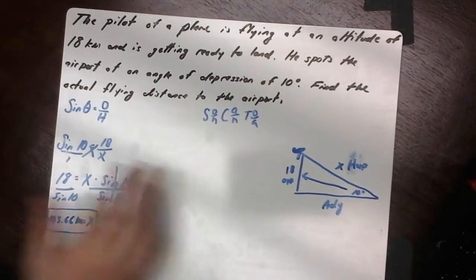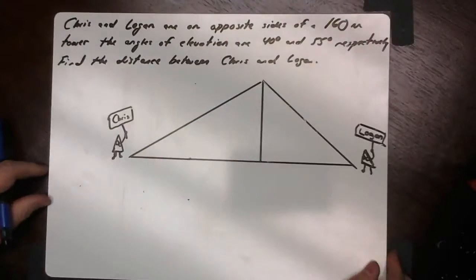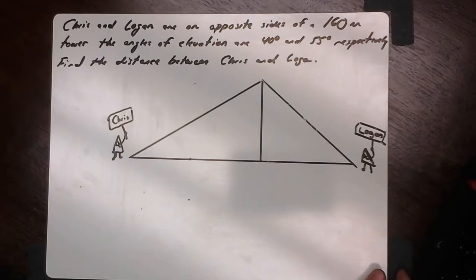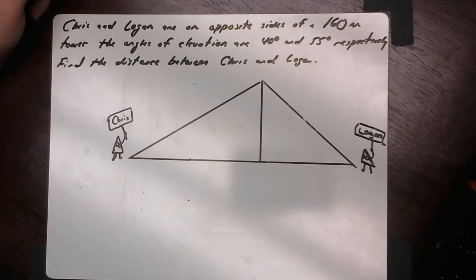All right, let's go to the next one. Moving along. We got 2 more, and they are whoppers of problems. So let's take a look. Chris and Logan are on opposite sides of a 160-meter tower. The angles of elevation are 40 degrees and 55 degrees respectively. Find the distance between Chris and Logan.